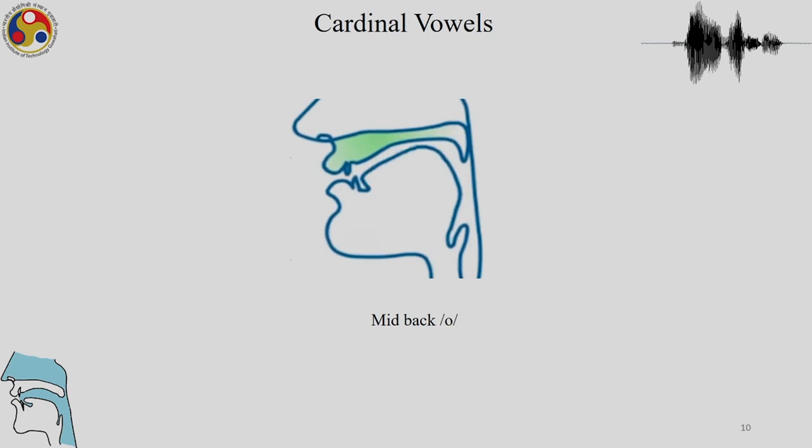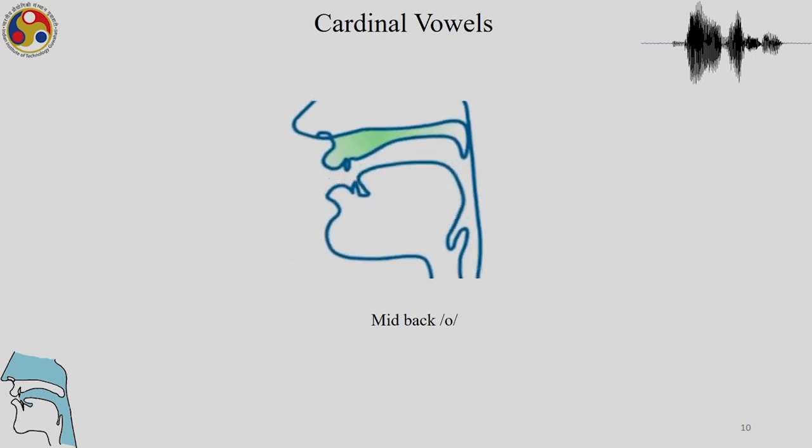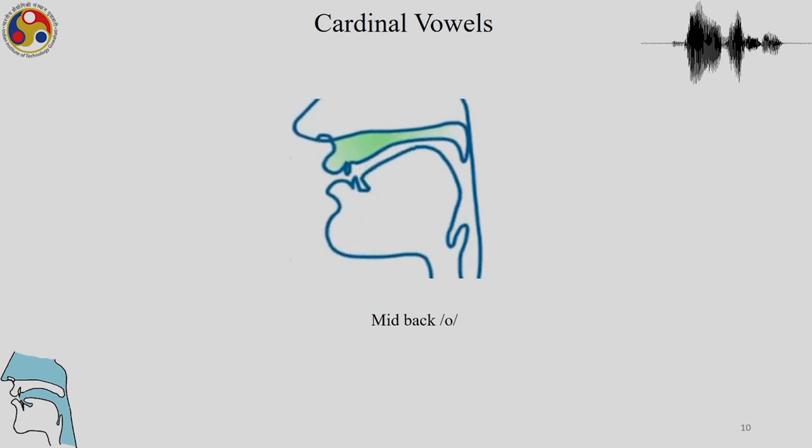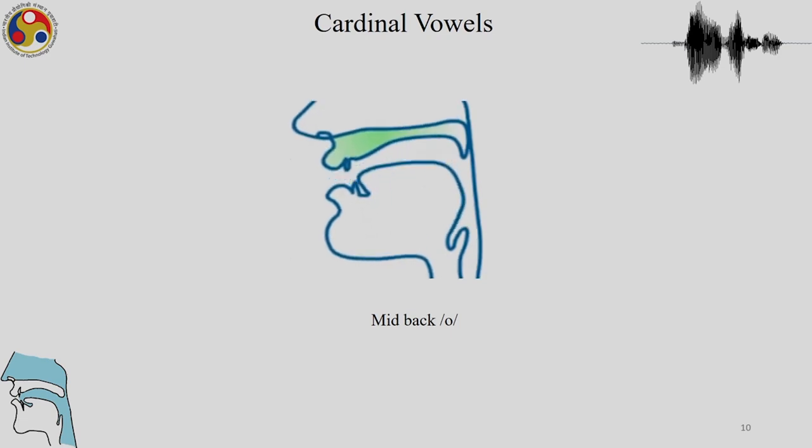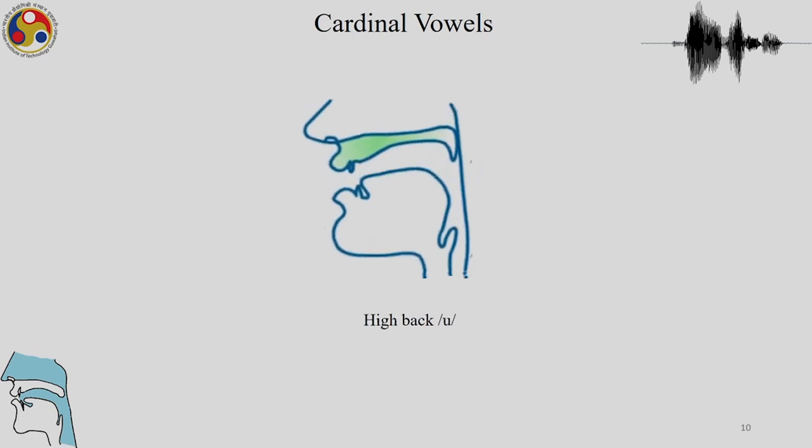And then compare that with the production of O. Again, with the production of O, the back of the tongue goes a bit high, and the narrowness is happening towards the back of the mouth, the back of the vowel space. However, it is going towards a higher position, but not exactly the highest position. And that's why O is a mid vowel.